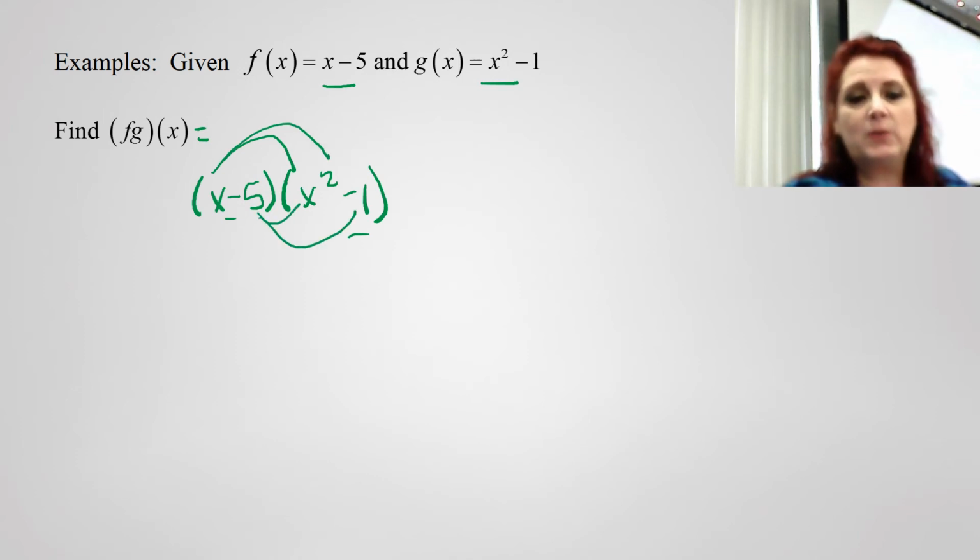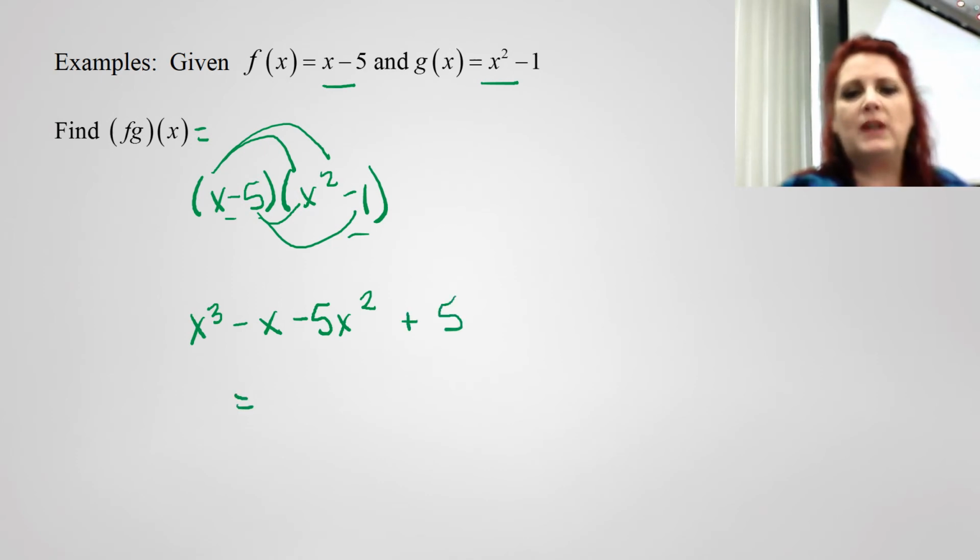So x times x squared is x cubed. x times -1 is -x. -5 times x squared is -5x squared, and -5 times -1 is +5. I just want to put this into standard form where I go from the greatest degree to the lowest degree, so I'm going to have x cubed minus 5x squared minus x plus 5.